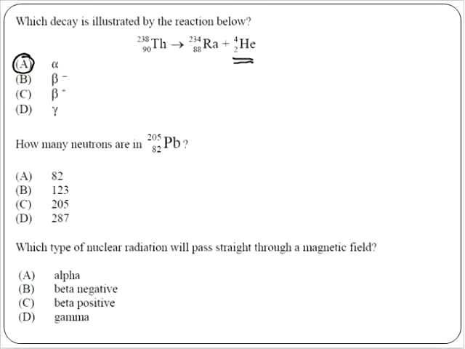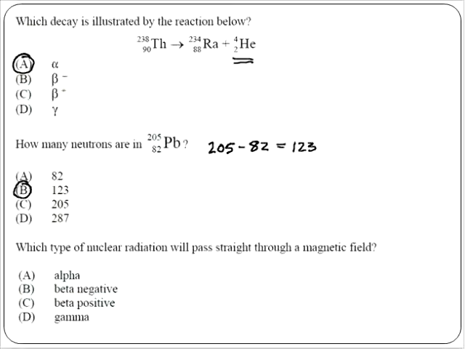The next one, how many neutrons are in that? Well, remember, to get the number of neutrons, you just take the top number and subtract the bottom number. That equals 123. So the correct answer is B. Okay, pretty straightforward.